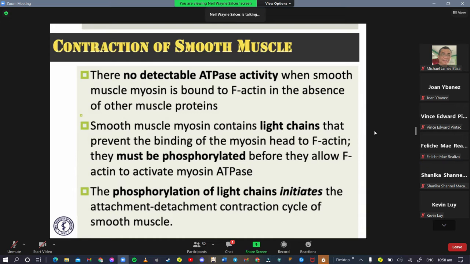The phosphate on the myosin light chain may form a chelate with a calcium bound to the tropomyosin troponin actin complex, leading to an increased rate of formation of the cross bridges between your myosin heads and actin. So the phosphorylation of your light chains initiates the attachment detachment contraction cycle of your smooth muscle.